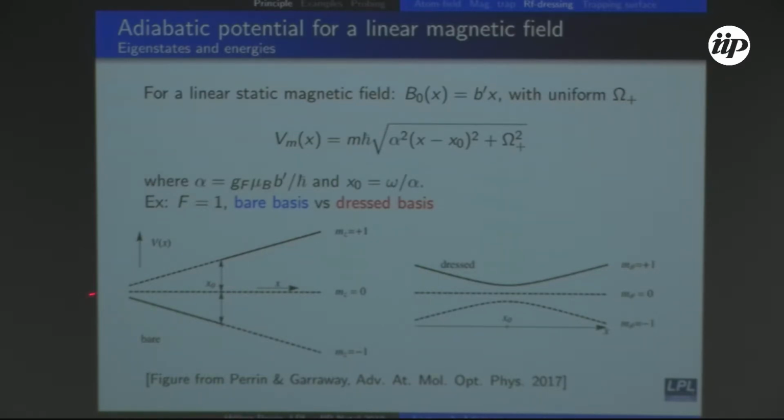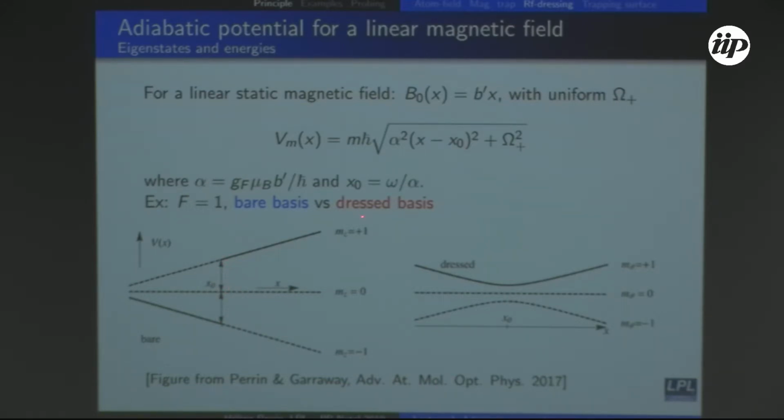So these are the magnetic states in the bare basis. So the basis which corresponds to the eigenstates of the static magnetic field, the one which varies linearly with X. So these are the three levels that I would use, for example, for a magnetic trap only. And now I add a radio frequency, which is resonant at this position. So at this position, the local Larmor frequency omega 0 is equal to omega. So this gives me my x0.